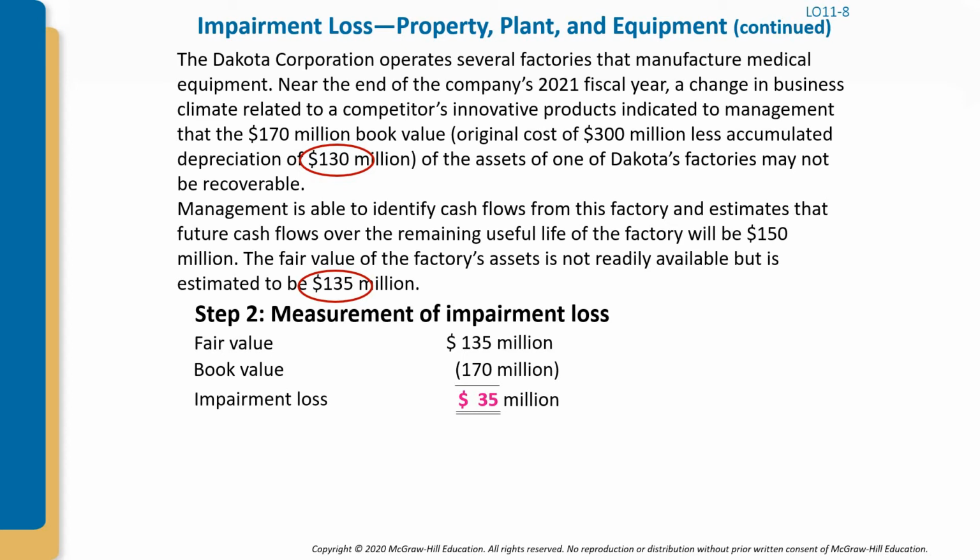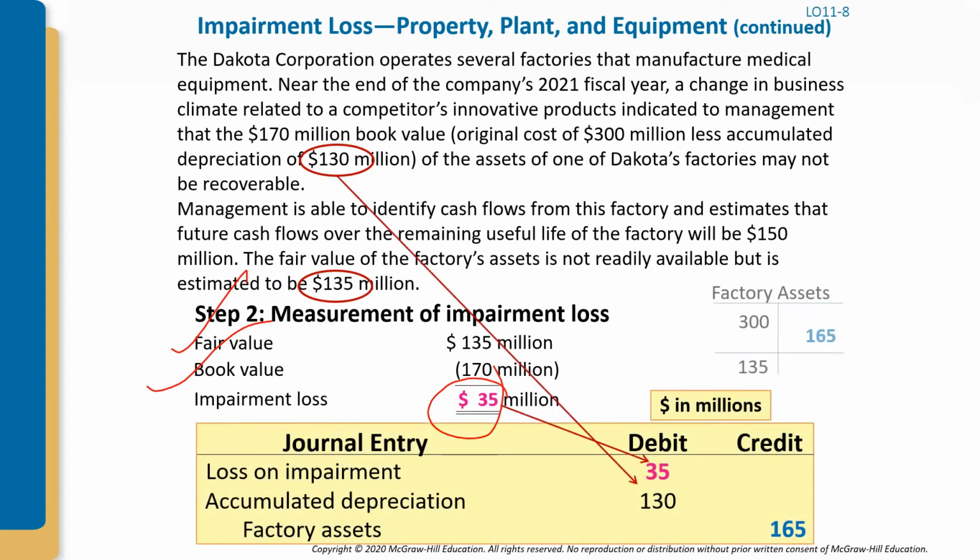So what is the impairment loss? Total 35 million. How do you get that? The fair value is 135 and the book value is 170, so the impairment loss is 35. And the journal entry to record this loss: debit loss on impairment, debit accumulated depreciation, and credit factory assets. This is how we record it. And now let's solve one problem.